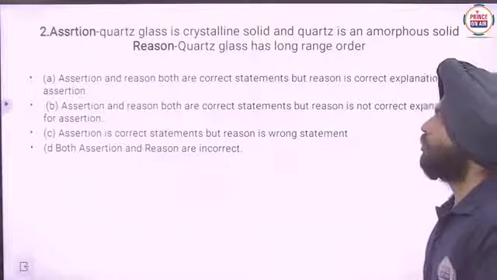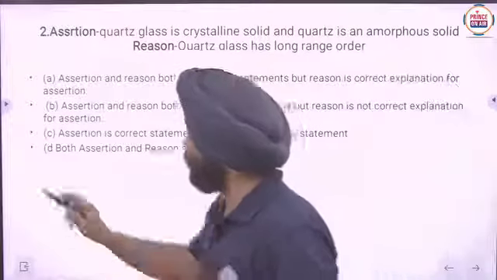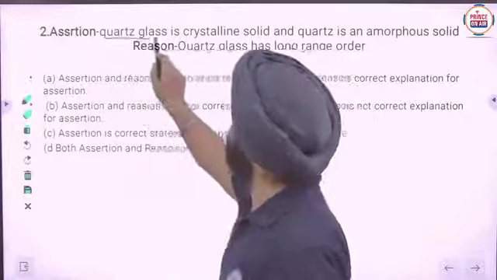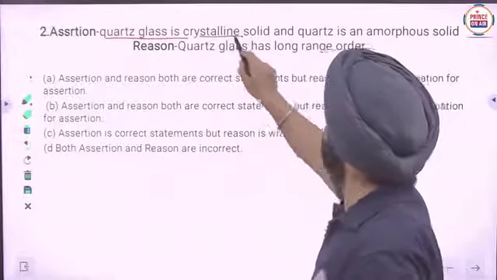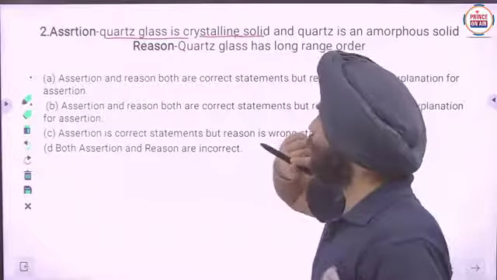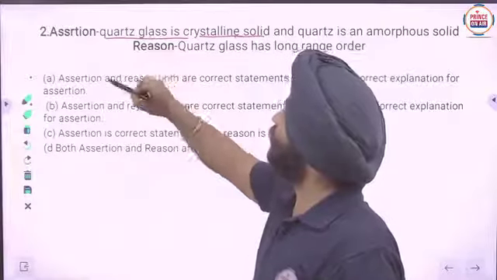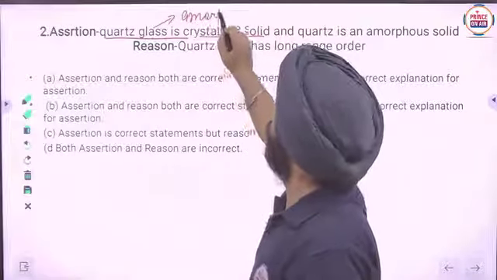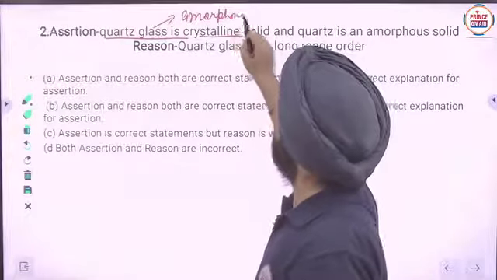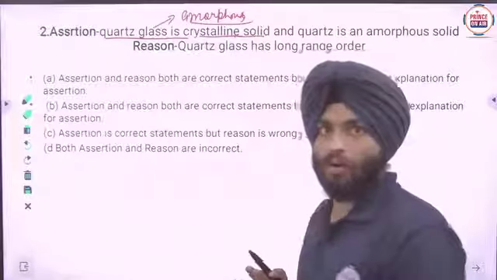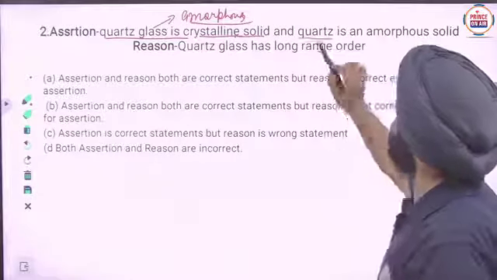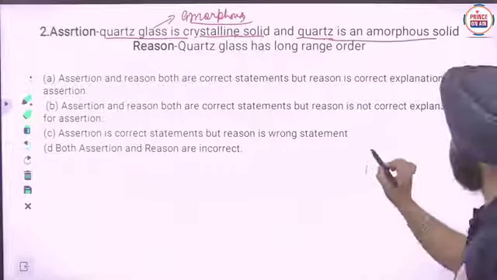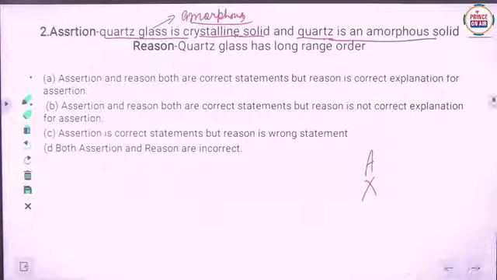See, one more question. Assertion: quartz glass is a crystalline solid. All of you know that glass is an amorphous solid, and quartz is crystalline, but here they are saying quartz glass is crystalline. So the first assertion is wrong.